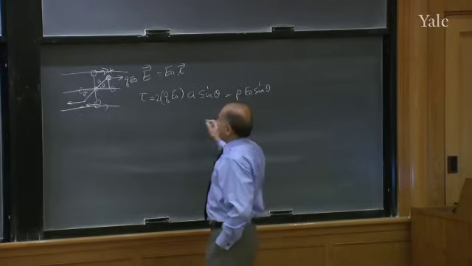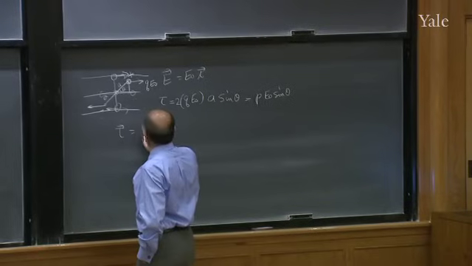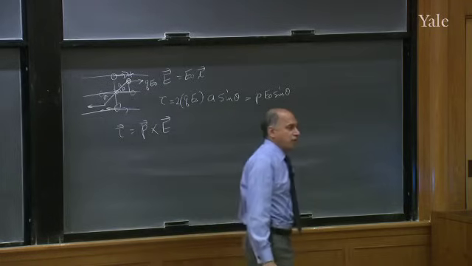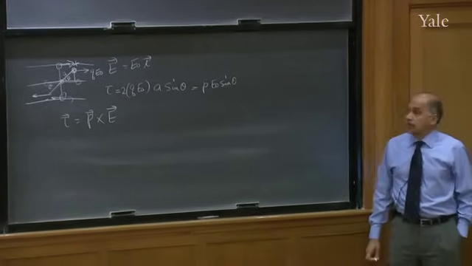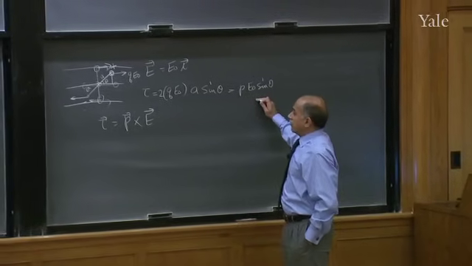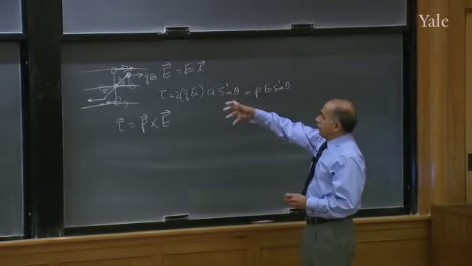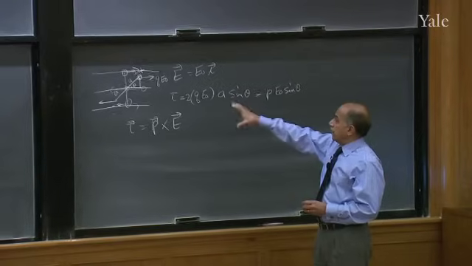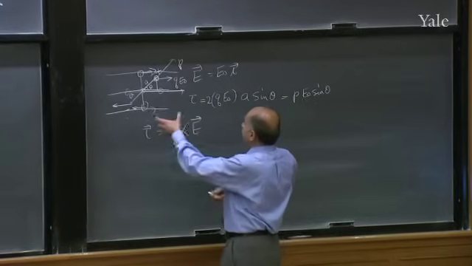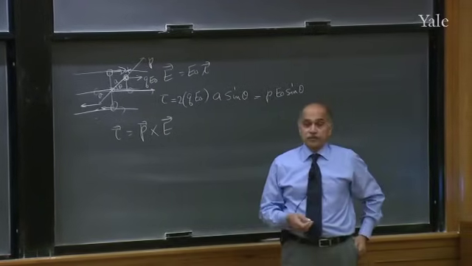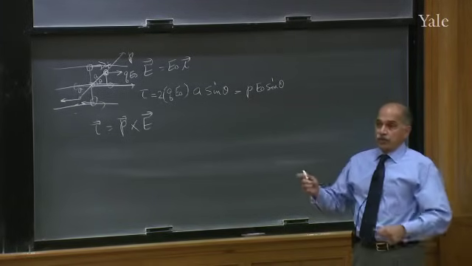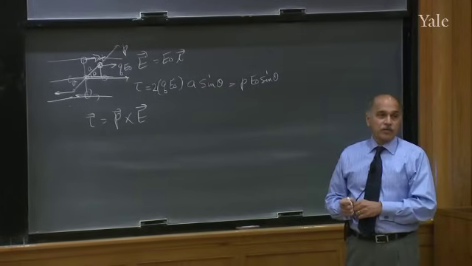Now I'm going to write this as a cross product. And I'm assuming you guys are familiar with the cross product, right? You take two vectors, p and E. The cross product has a magnitude, which is p times E times sine of the angle between them, and a direction obtained by turning a screwdriver from p to E. So p is like this, E is like this. Turn a screwdriver from p to E, it goes into the board, and that's the torque. And the dipole will then rotate till it lines up. Or if you don't want it to rotate, you've got to provide a counter torque of this magnitude.